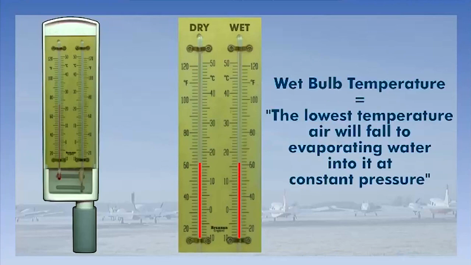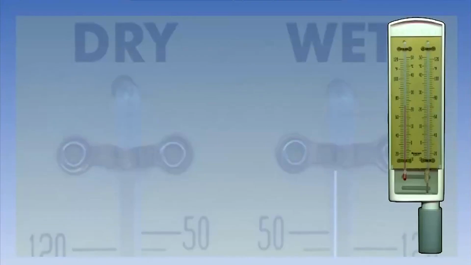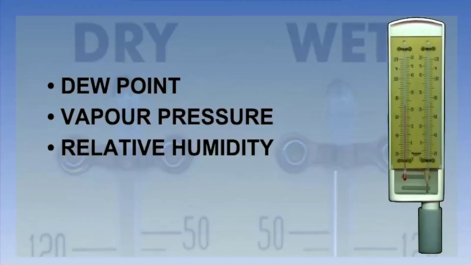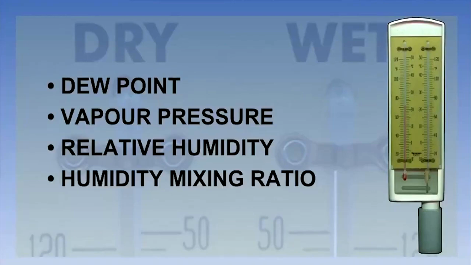The wet bulb temperature is defined as the lowest temperature air will fall to by evaporating water into it at constant pressure. The difference between the dry bulb and the wet bulb decides how moist or humid the air is. The closer they are, the more humid the air is and vice versa. From these two readings, many values can be calculated, including the dew point, vapor pressure, relative humidity and humidity mixing ratio. We shall now look at this in a bit more detail.